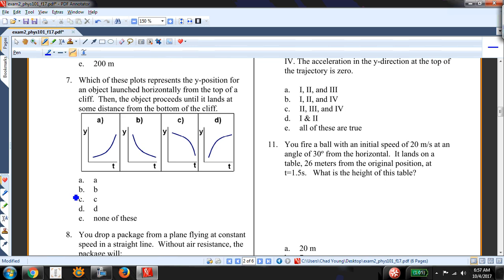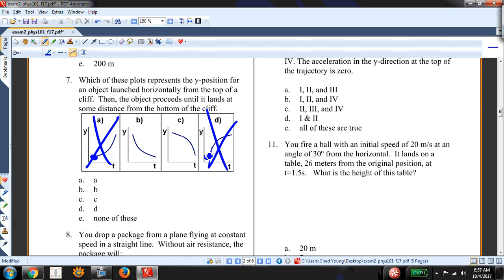Which of these plots represents the y position for an object launched horizontally from the top of a cliff, just like we had before? Which of these represents the y position? Well, you can think of this in a couple different ways. First of all, y starts big and then gets small. So that gets rid of these two because these both start at ground level. So it has to be B or C.